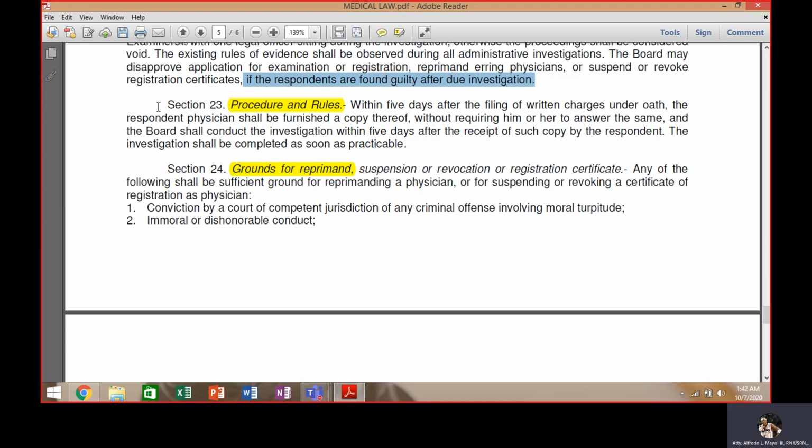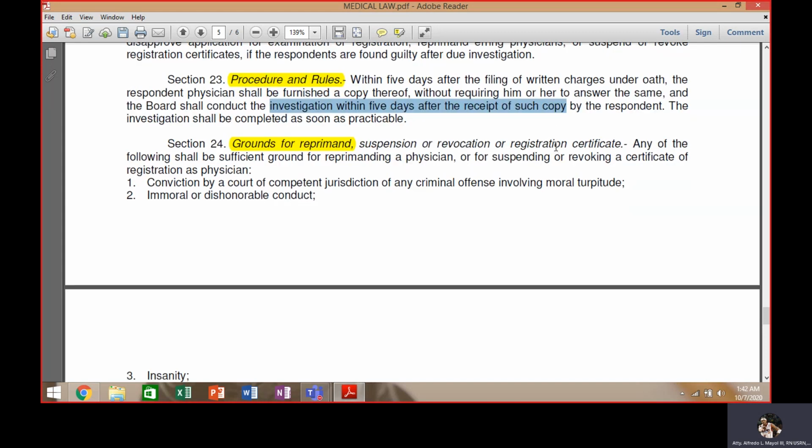Now, Section 23, Procedure and Rules. Within 5 days after the filing of written charges under oath, the respondent physician shall be furnished a copy thereof. Okay? This is part of due process. Without requiring him or her to answer the same. And the board shall conduct the investigation within 5 days after the receipt of such copy by the respondent. The investigation shall be completed as soon as practicable.